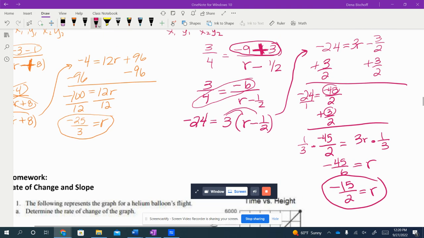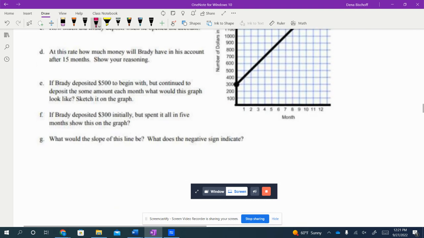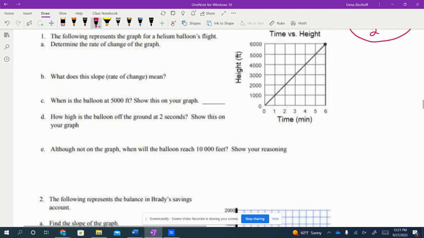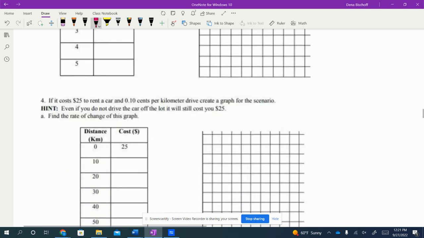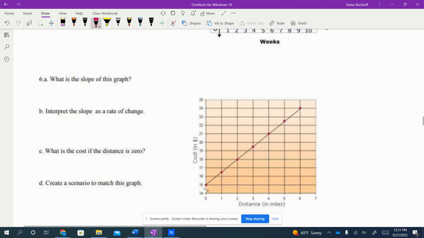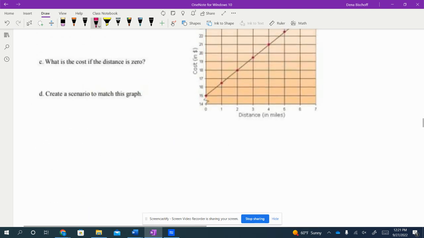All right, so your homework. Make sure you circle these pages, okay? So you have 3 pages. Question 1, 2, 3, 4, 5, 6. You're going all the way till it says more slope practice. You're stopping at more slope practice. So isn't that 3 pages of homework? Okay. Yes, you may. So 3 pages of homework.